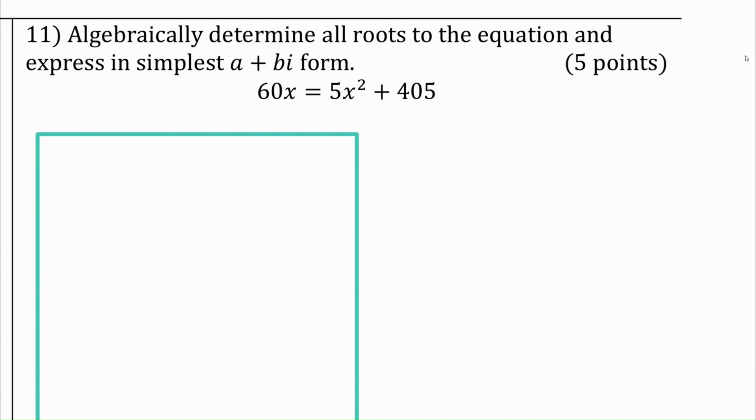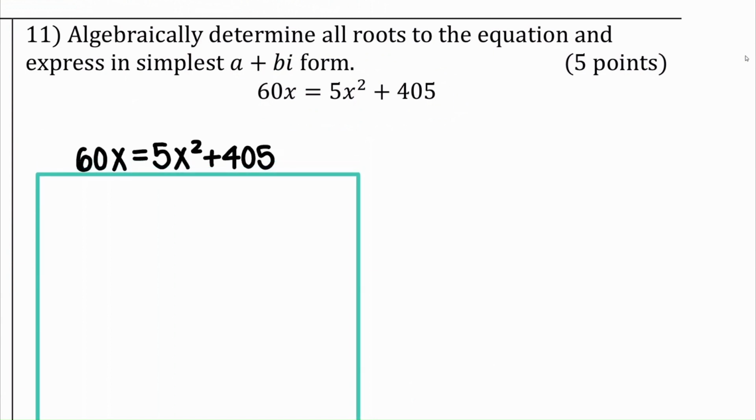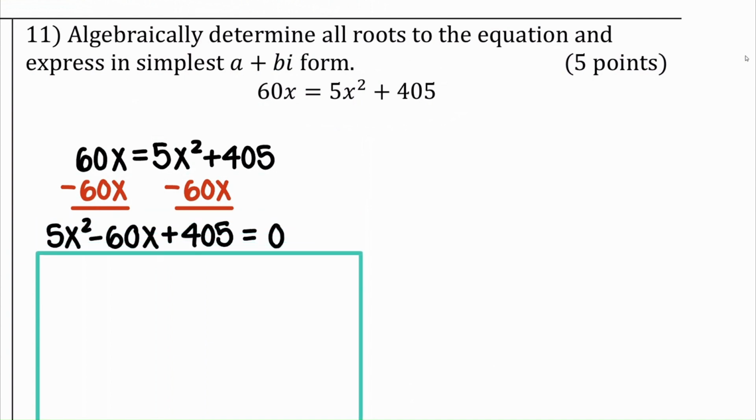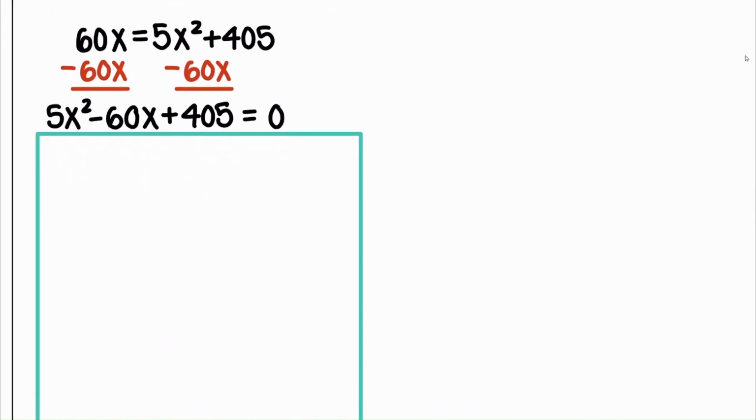So in order to determine the roots, let's first make sure we set the equation equal to 0 by subtracting 60x on both sides, thus giving us 5x squared minus 60x plus 405 is equal to 0. If you want to write the equal to 0 on the other side, that's okay too. I just left it like this so it's prettier.